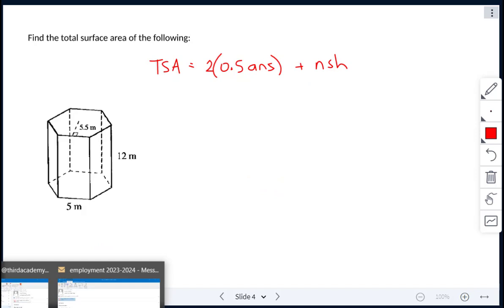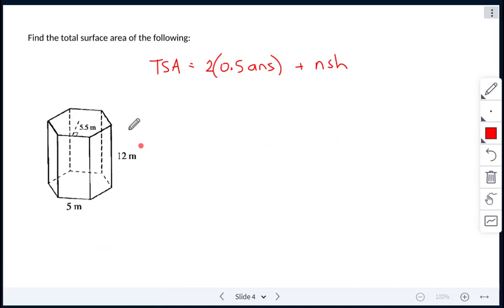Okay, so for this example here, we have, again, a regular polygonal prism. Let's count its sides. So 1, 2, 3, 4, 5, 6. So this is 6-sided, therefore a hexagon. So anywhere we see the N, number of sides, it is 6. So for the two bases, we have the polygon, the hexagon.